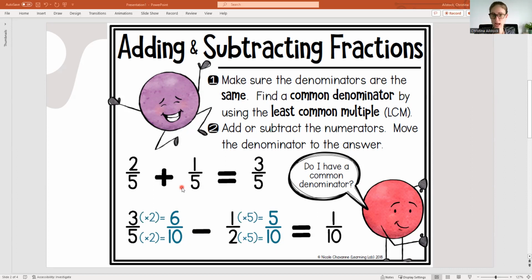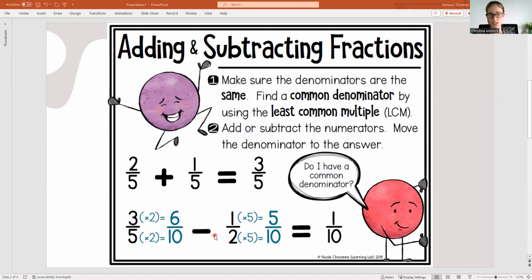When you add and subtract fractions, you add the numerator only and keep the denominator the same, giving us an answer of 3/5. However, if you're given a problem where the denominators are different, so the second one here, 3/5 minus 1/2, you have to first change one or both of the fractions so they can have a common denominator.